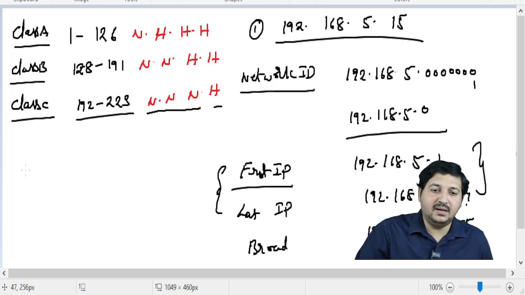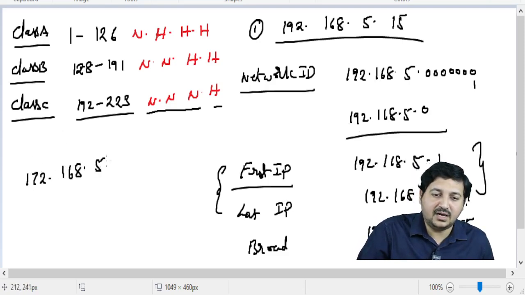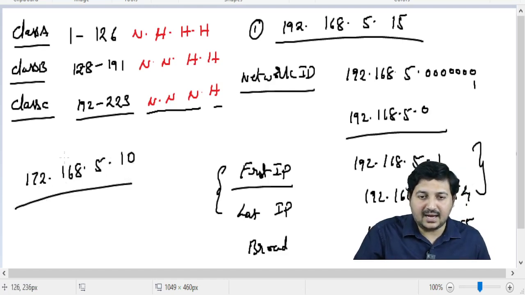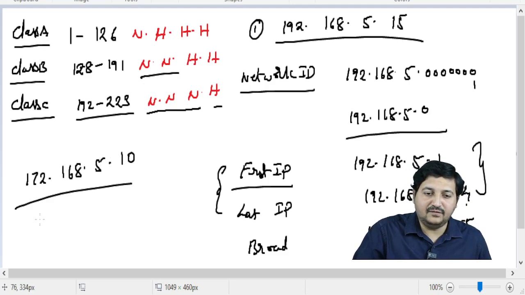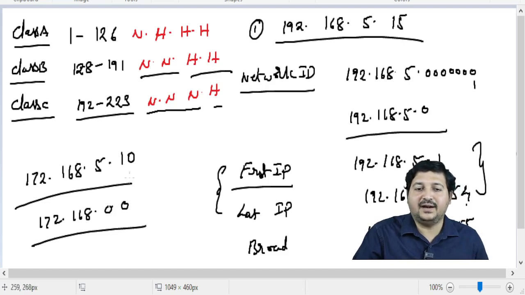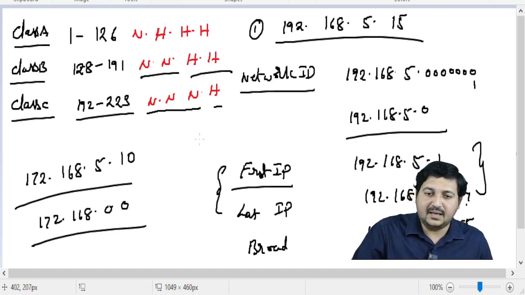For example, in an interview he asked you what is the network ID of 192.168.5.10. What should be your answer? You should see it belongs to class B. In class B, only the first 2 octets are network, 192.168.0.0. In the host part, you have to keep zeros to find the network ID. Simple.